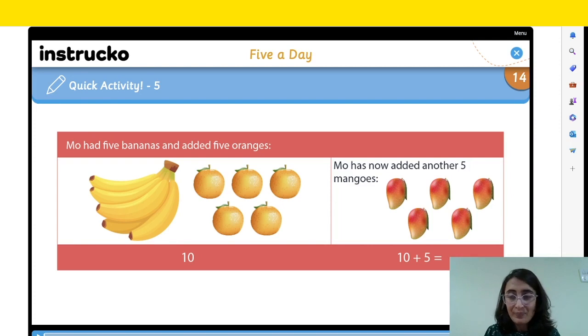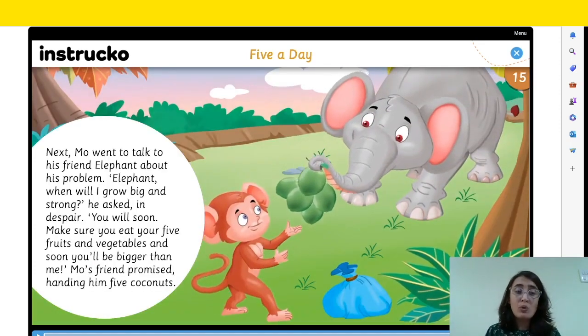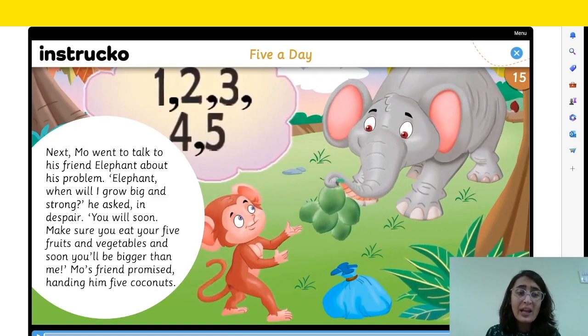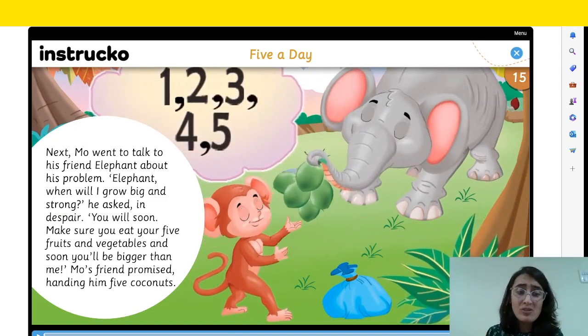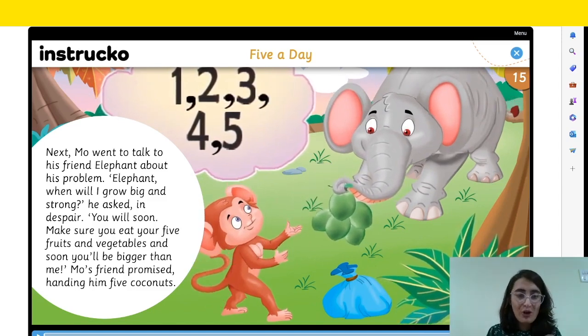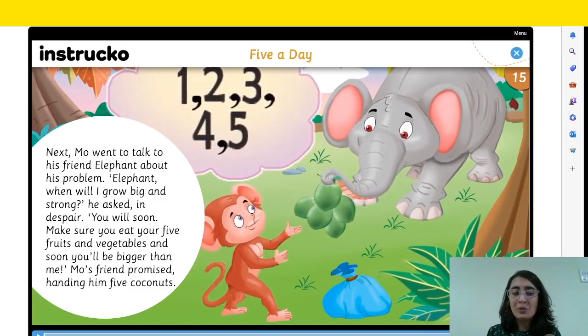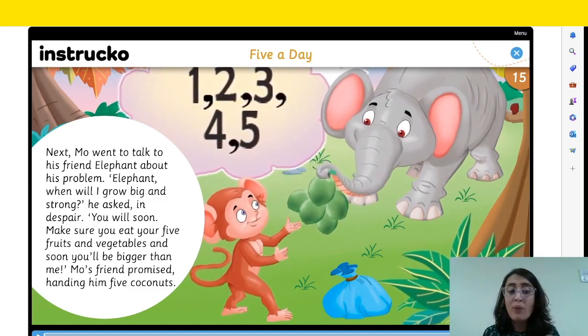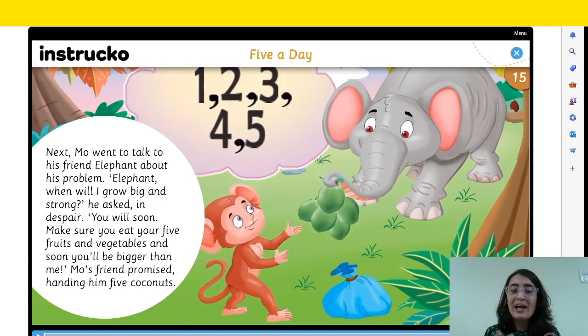Correct. Then next Mo went to talk to his friend Elephant about his problem. "Elephant, when will I grow big and strong?" He asked in despair. "You will soon. Make sure you eat 5 fruits and vegetables and you'll soon be bigger than me." Mo's friend promised him, handing him 5 coconuts.